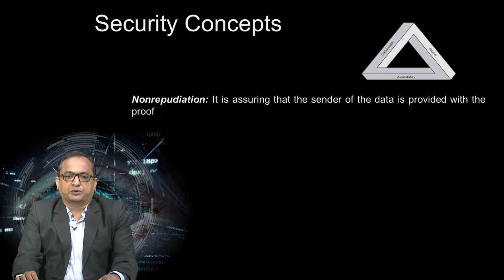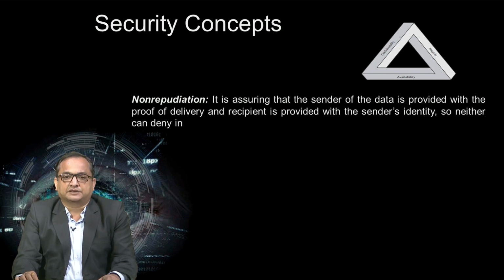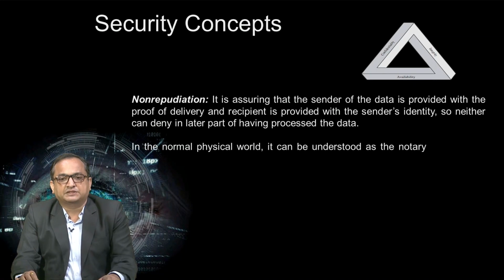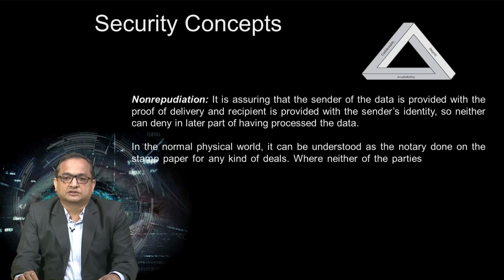Now let us talk about non-repudiation. It is assuring that the sender of the data is provided with proof of delivery and the recipient is provided with the sender's identity, so neither can deny in a later part having processed the data. So, this is all about the trust between sender and receiver, because they are sending and sharing some sort of information for accessing the data. In the normal physical world, it can be understood as the notary done on the stamp paper for any kind of deal, where neither of the parties can deny the deal at a later stage.